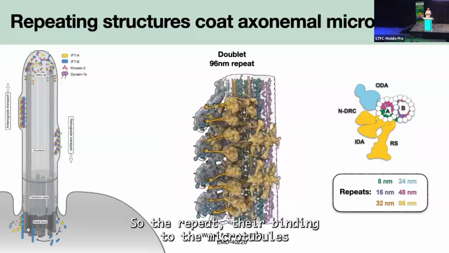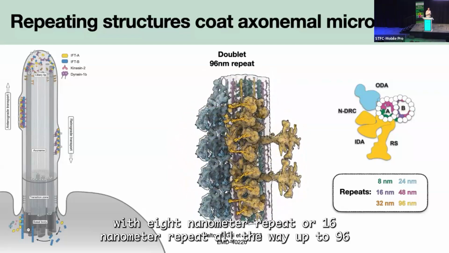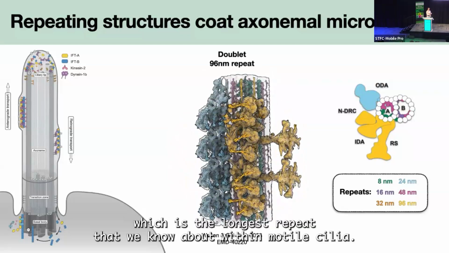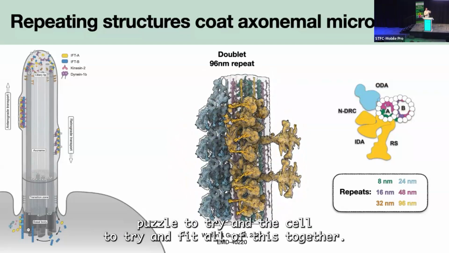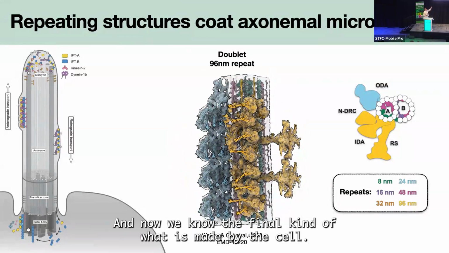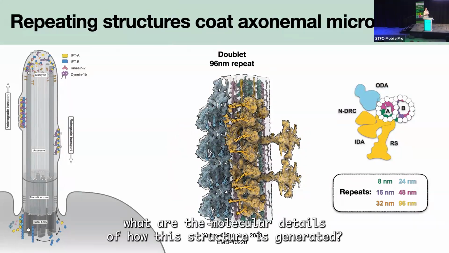They're colored with their different repeats. So they're binding to the microtubules with 8 nanometer repeat or 16 nanometer repeat, all the way up to 96 nanometer repeat, which is the longest repeat that we know about within motile cilia. So it really is kind of a giant jigsaw puzzle for the cell to try and fit all of this together. And now we know the final structure made by the cell, we can start to ask what are the molecular details of how this structure is generated.